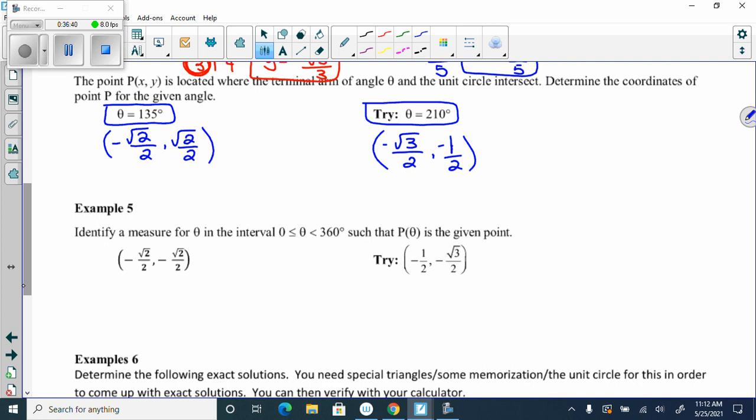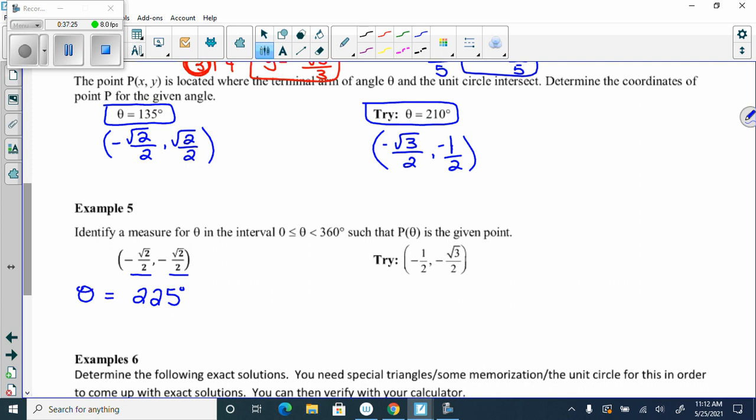Identify a measure for theta in the interval 0 to 360. So that first one I gave you was an angle and I wanted the coordinate, correct? Now I'm giving you a coordinate and I want the angle. So you're working backwards. So we can narrow this down. This is negative and negative. What quadrant are my x and my y negative in? 3. So I go look in quadrant 3 and go look for that. Remember, if they're the same, it's the 45-degree one, right? So go look, figure out the angle that works for that. So it's going to be 225.